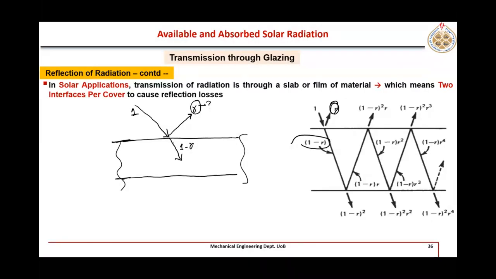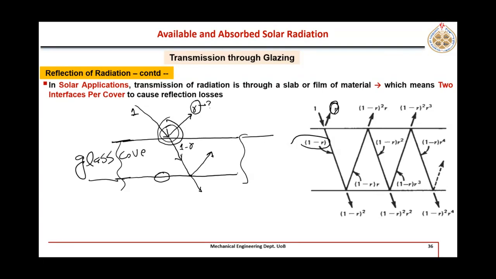So now this radiation which is transmitted will finally come here, and again the same phenomenon will occur. A part of it will be reflected, and a part will be transmitted. The same thing which was happening here will now occur on the other face, because this glass cover has two faces. There is a certain thickness. This is the thickness of that glass cover. So this phenomenon is shown here.